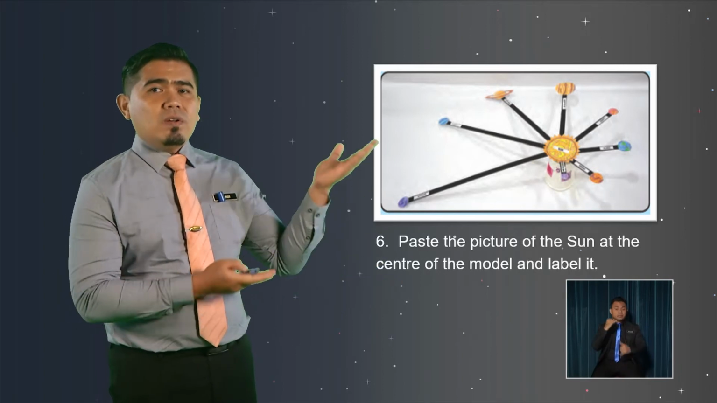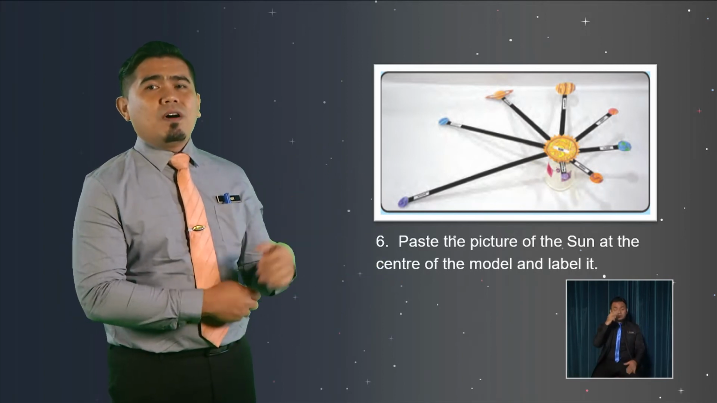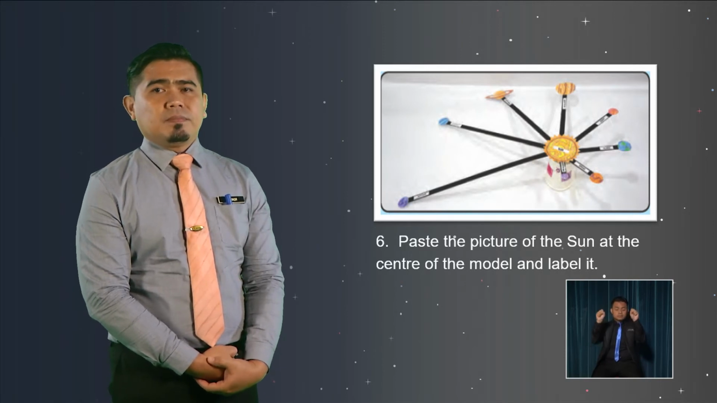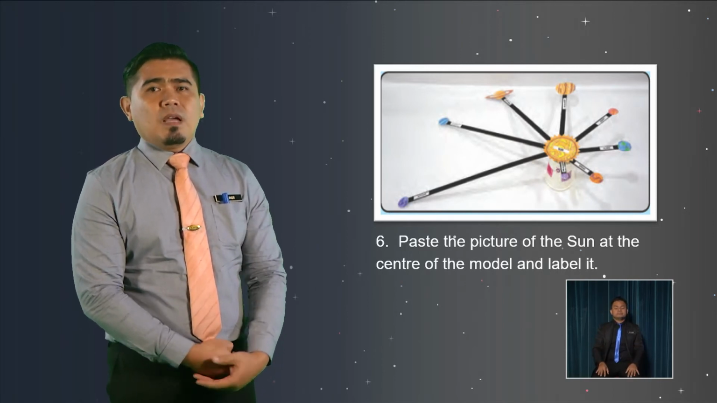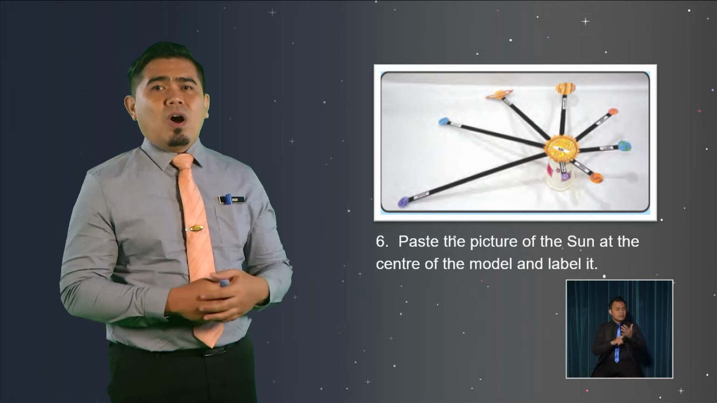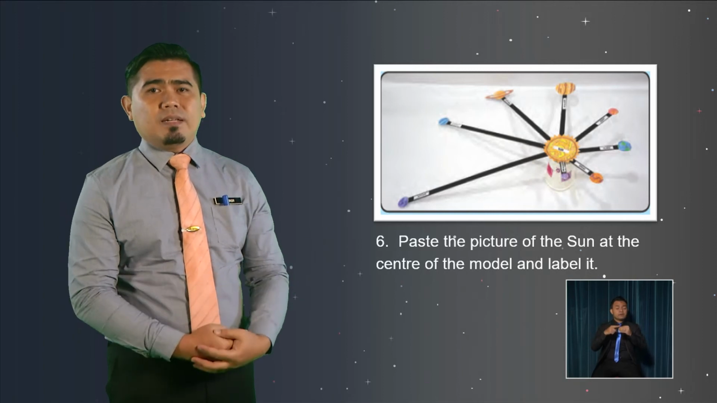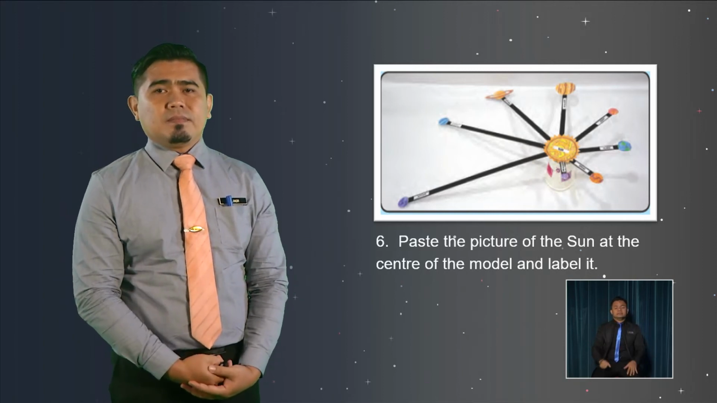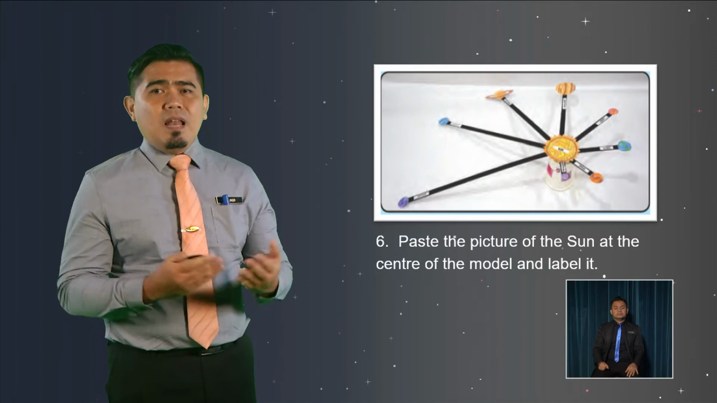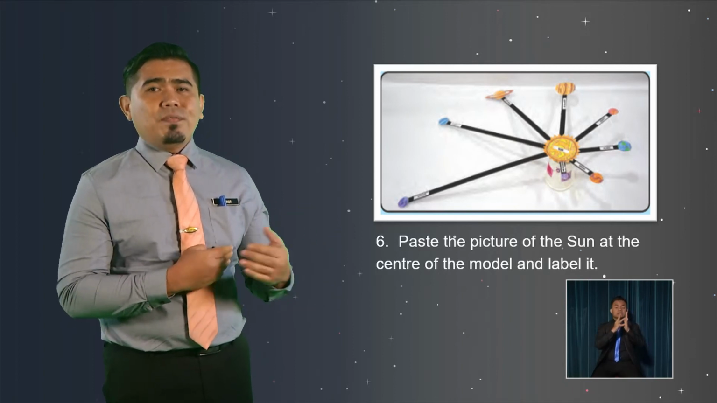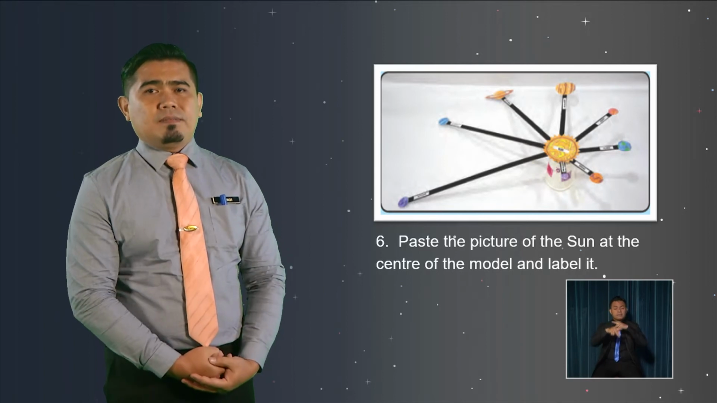Finally, look at this product of the orrery of solar system. What does the length of the strips in the orrery model represent? The length of the strips represents the distance of the planet from the sun.